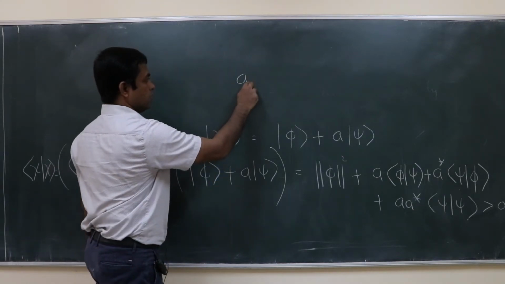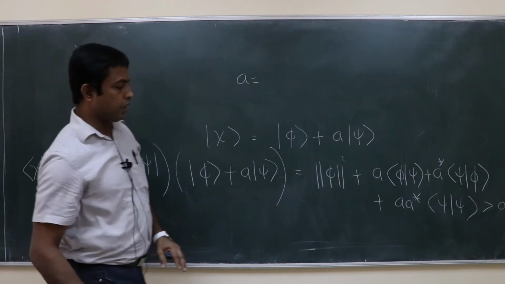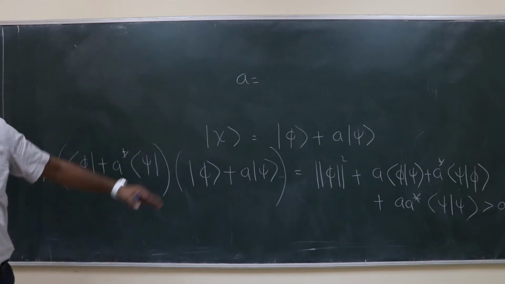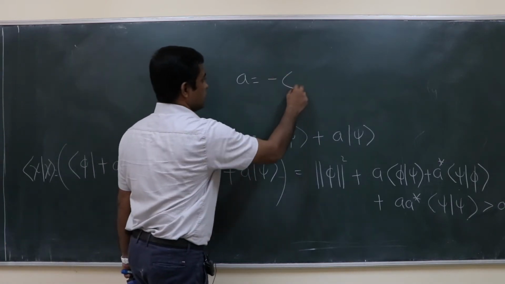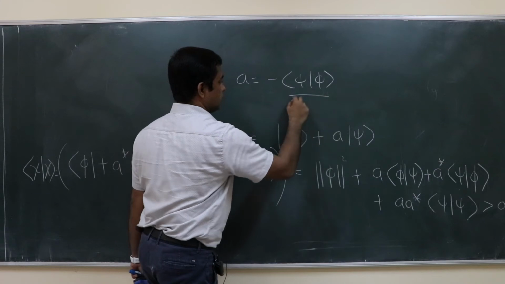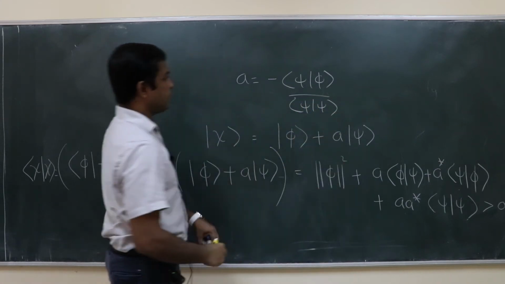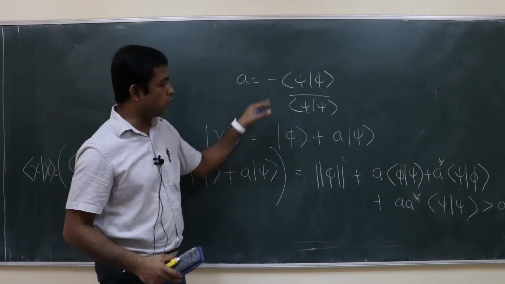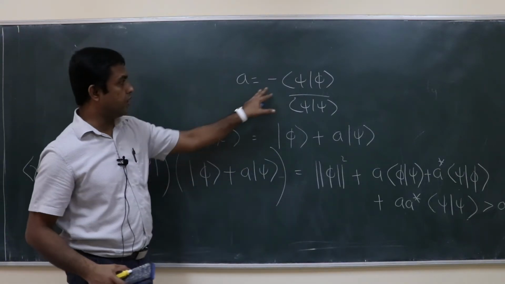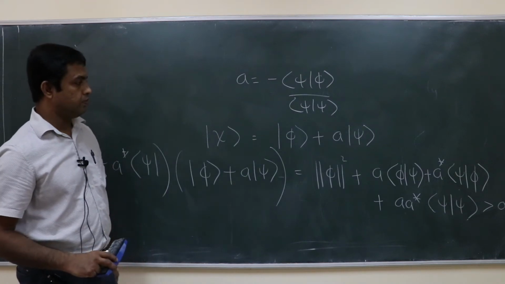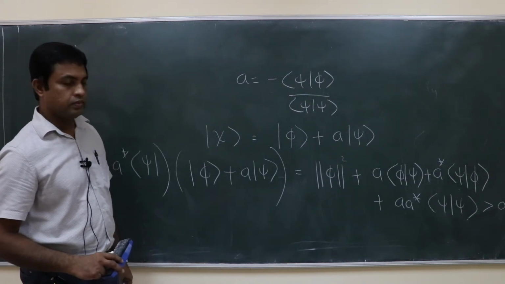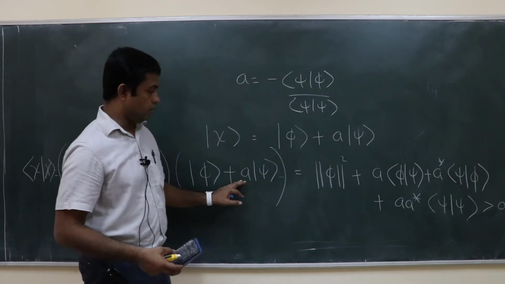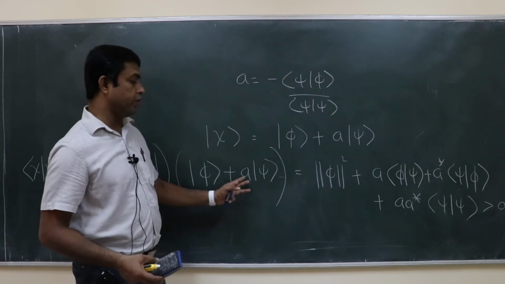Now suppose I want to cancel the bra psi ket psi from the term. So I can actually substitute a is equal to minus bra psi ket phi divided by bra psi ket psi. Can I substitute this in this equation? Is there any problem? Yeah, because a is in general a complex number, so I can choose any complex number here, except that ket phi should not be equal to minus a psi.